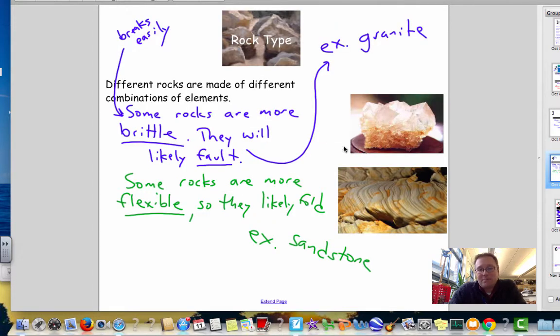And the third factor is the type of rock. Some rocks, just depending on the minerals that make up the rocks, are more brittle. They break more easily. They most likely fault. Granite is an example of a rock that tends to crack, fault a little bit more easily than other rocks like sandstone that are more flexible. So it depends on the pressure, the temperature, and the rock type. Those things determine whether a rock will fold or fault.